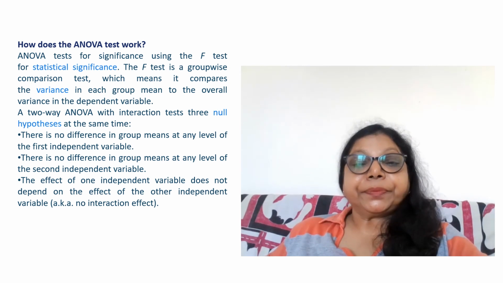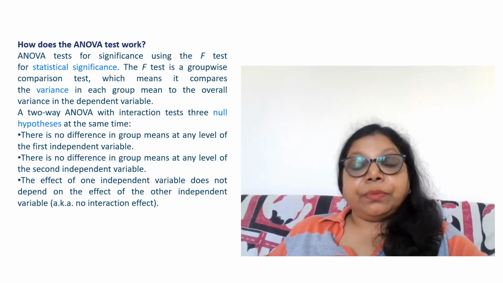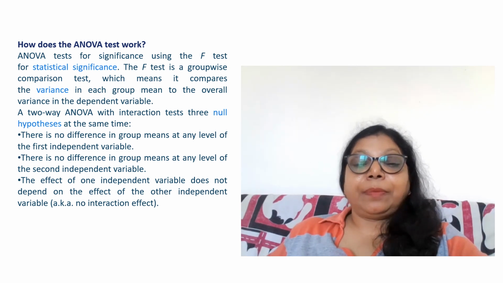So in two-way ANOVA, we can have three null hypotheses at the same time. There is no difference in group means at any level of the first independent variable. That can be our first null hypothesis. The second can be that there is no difference in group means at any level of the second independent variable. And the third can be that the effect of one independent variable does not depend on the effect of the other independent variable. So we can have three null hypotheses at the same time in two-way ANOVA.